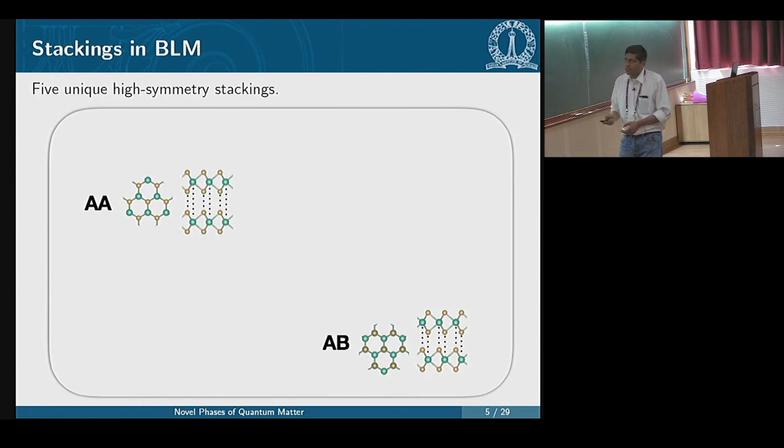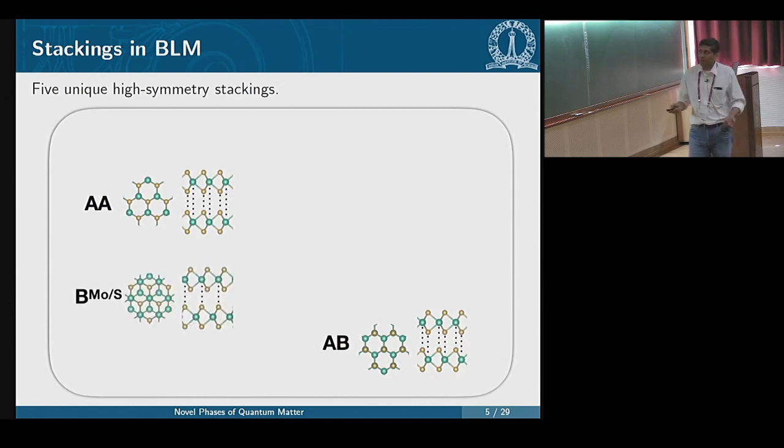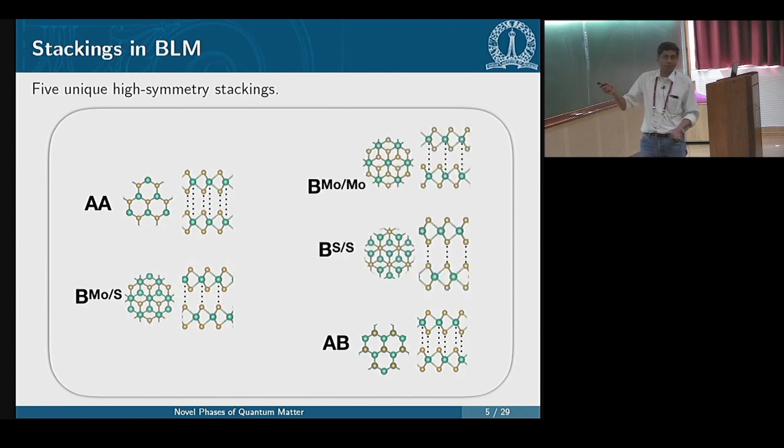So this is something that you have probably seen before. In graphene, there are two kinds of high symmetry stackings. One is called the AA stacking and the other is called the AB stacking. In TMDs, there are actually five of them. There's another one which is called the Bernal molybdenum on sulfur stacking, and it looks like this, and then there are two more. Okay?